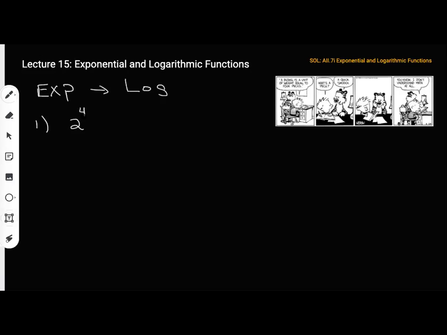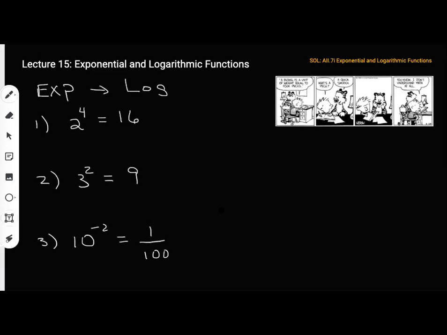I've got 2 to the 4th power is equal to 16. I've got 3 squared is equal to 9. And then the last one we'll do, 10 to the negative 2 power is equal to 1 over 100. All right, so go ahead and take a minute and try those.